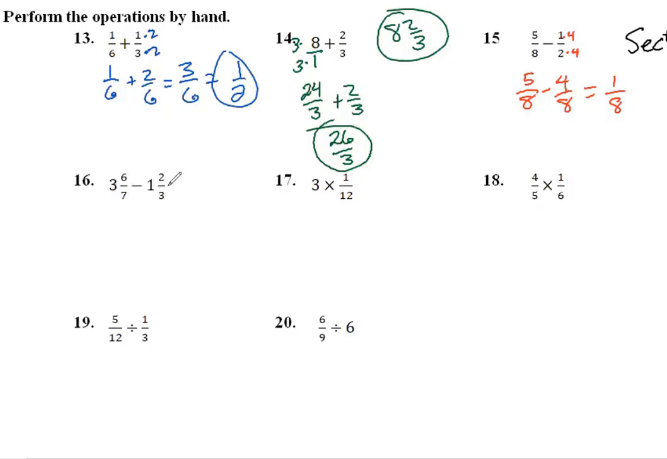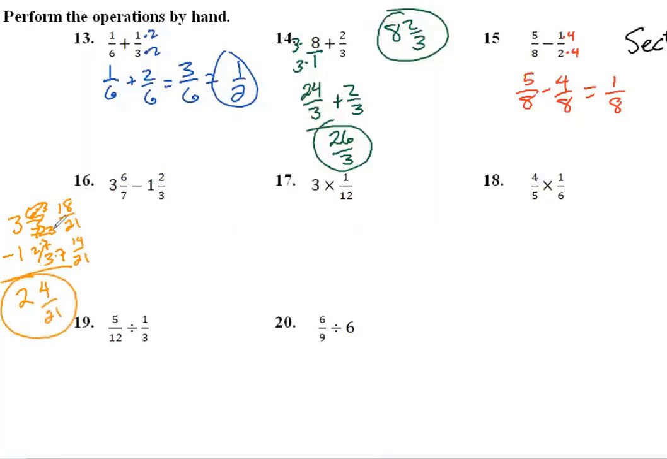3 6/7 minus 1 2/3. There are two ways we can do it. We'll do both of them here. If we have 3 6/7 minus 1 2/3, then 3 minus 1 is 2, and we've got to take 6/7 minus 2/3. We've got to have common denominators here. So if we times by 3 here, we get 18/21. That's what 6/7 is. And we times by 7, we get 14/21. 18/21 minus 14/21 is 4/21.